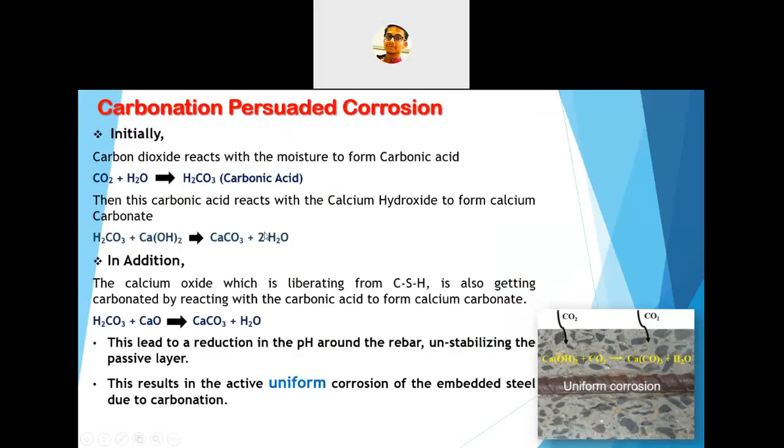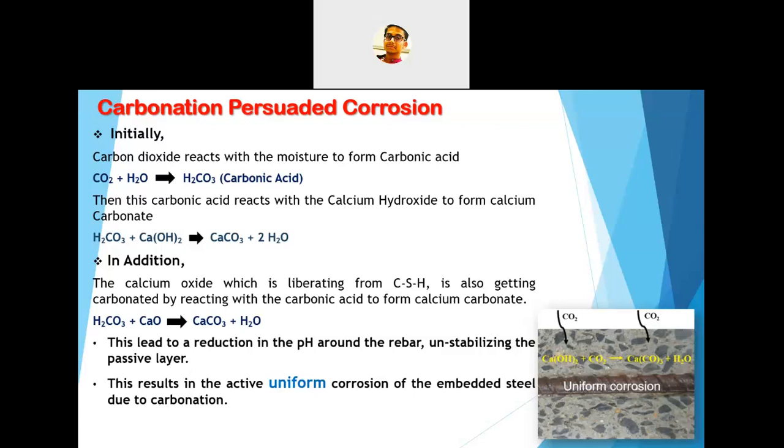So these are the somewhat detailed reactions that happen in carbonation induced corrosion. When carbon dioxide enters the concrete system, first it reacts with the moisture present in the concrete. After reacting with this moisture, carbonic acid, H2CO3, is formed. Later, this carbonic acid reacts with the calcium hydroxide to form calcium carbonate.